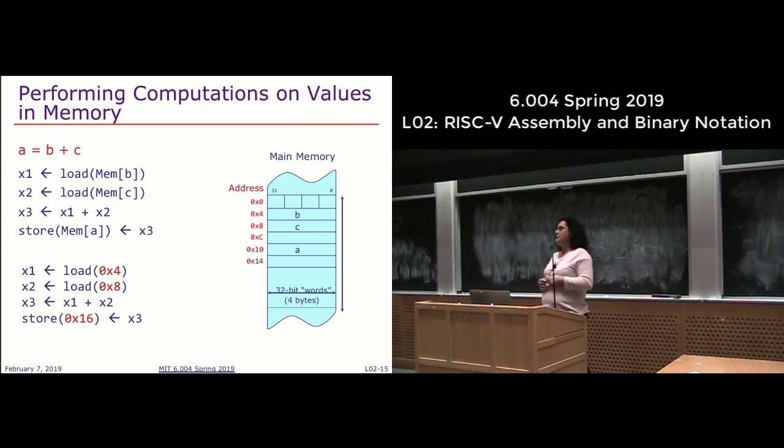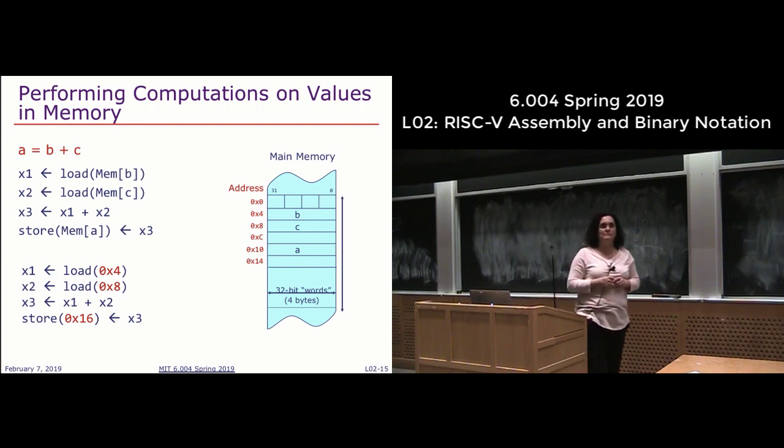Now that I have my values in my registers, I can add them, and I put the results into x3, and now finally I can take that result from x3 and store it back into memory, which means take the contents of this register and store it into this location, which is a location where variable A is being kept in memory. Okay?